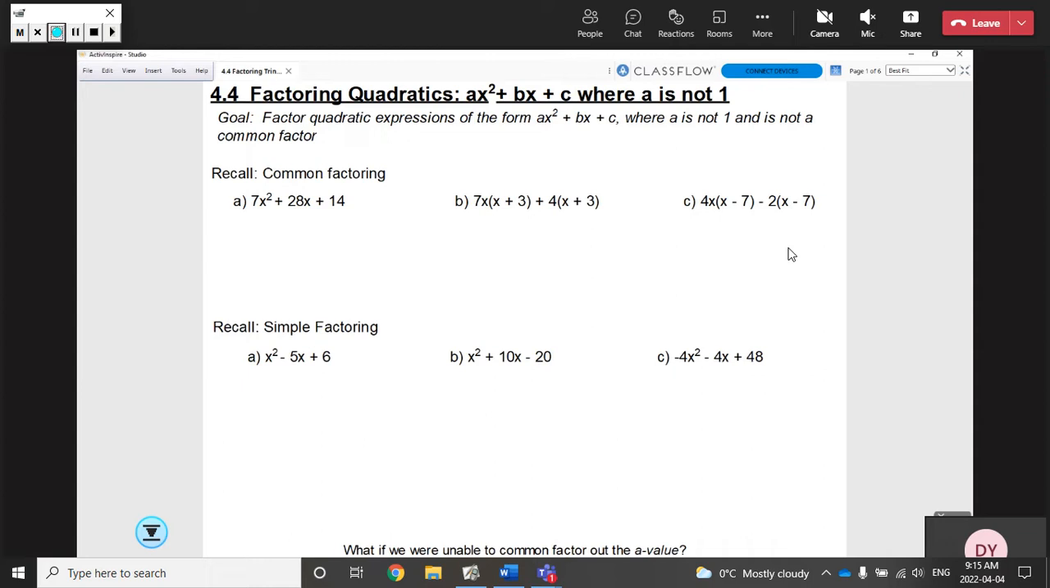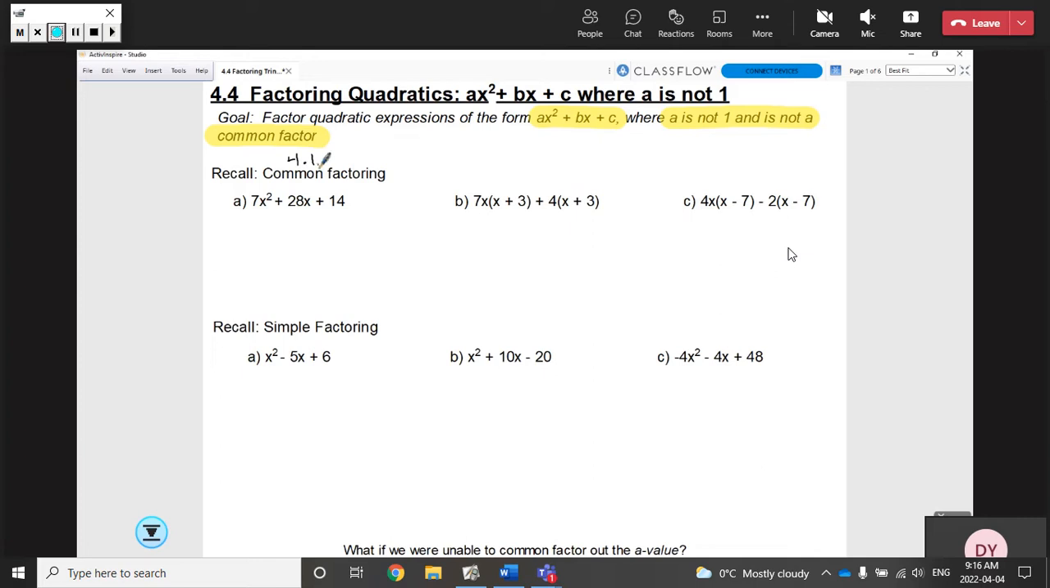So our learning goal for today is we're going to learn how to factor quadratics in standard form, where a is not 1, but also, more specifically, when a cannot be common factored out. So far, in the 4.1 lesson, we've learned common factoring.